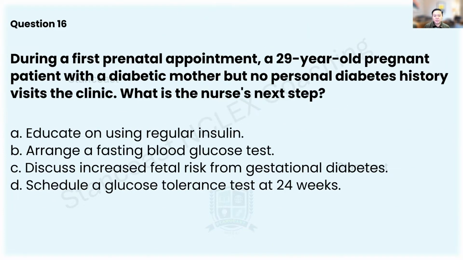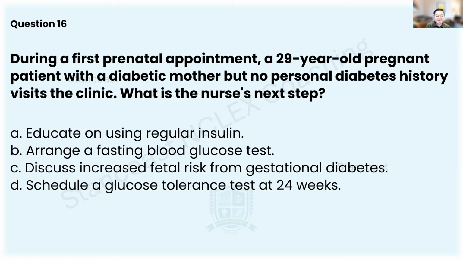During a first prenatal appointment, a 29-year-old pregnant woman with a diabetic mother but no personal diabetes history visits the clinic. What is the nurse's next step? A, educate on using regular insulin. B, arrange a fasting blood glucose test. Or C, discuss increased fetal risk from gestational diabetes. D, schedule a glucose tolerance test at 24 weeks.